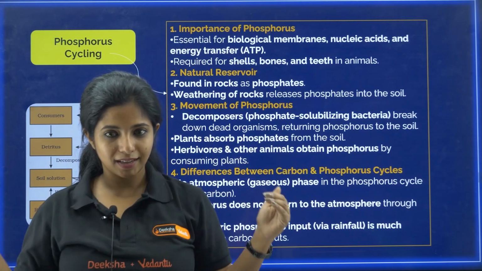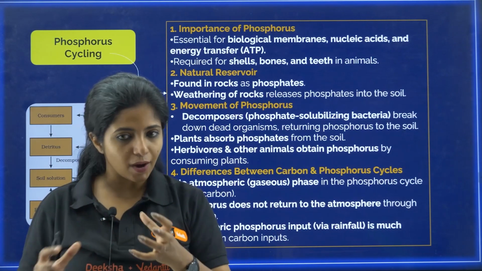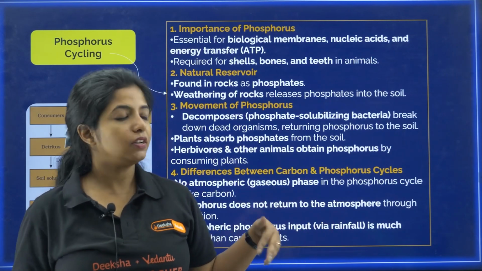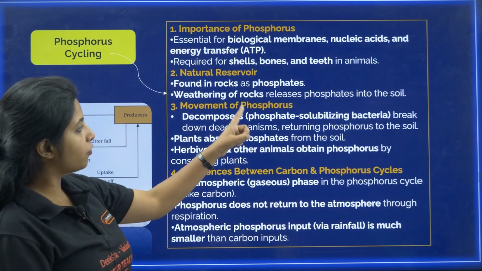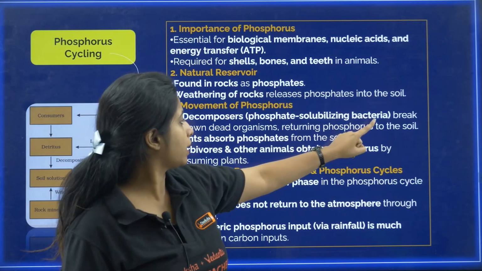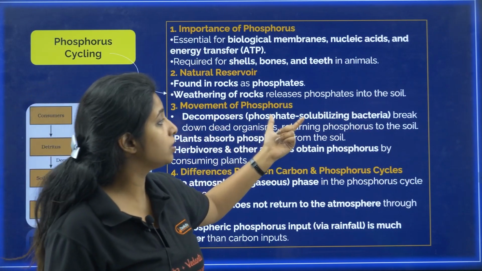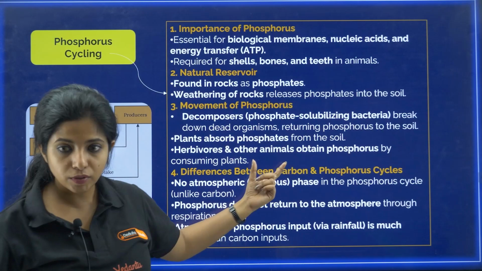Now, the rock is a part of what? The Earth's crust. When the rock weathers down, it breaks down and releases the phosphates back into what? The soil. So how does the movement of phosphorus occur? Decomposers. First, phosphate solubilizing bacteria break down dead organisms, returning what? Phosphorus to the soil. Plants absorb phosphates from the soil.